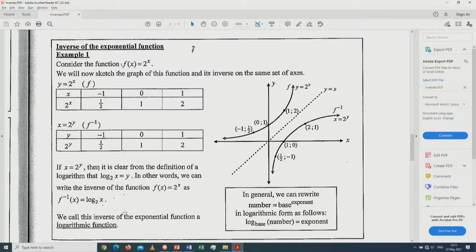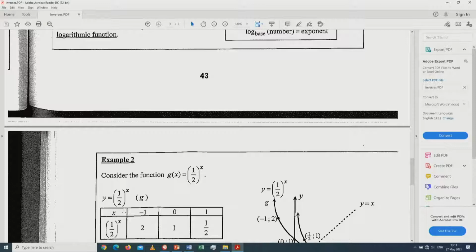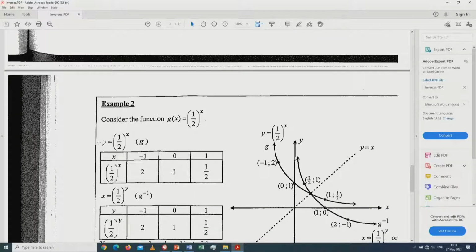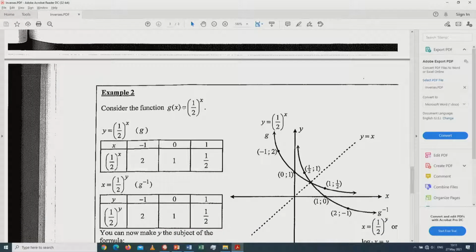Let's go to a decreasing function. When do we have a decreasing function? Check the base here. The base is greater than 0, less than 1. The moment the base is between 0 and 1, then it will have a decreasing function. And if it's a decreasing function, even its inverse will also be decreasing.